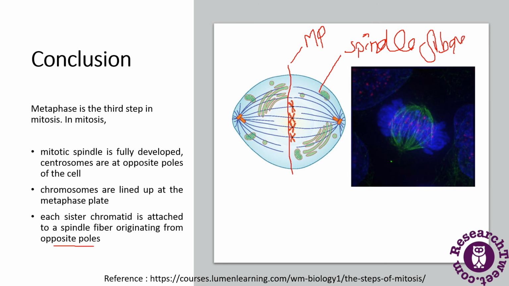This is a microscopic representation of the metaphase phase, showing how the cell was dividing. Here is the metaphase plate, these are the spindle fibers, and this is the centriole which has been attached. Each sister chromatid is attached to a spindle fiber originating from the opposite poles. There are two opposite poles, this and this. So this was all about the metaphase phase.